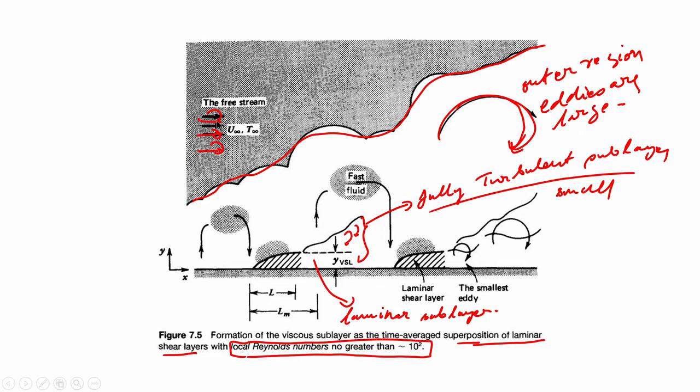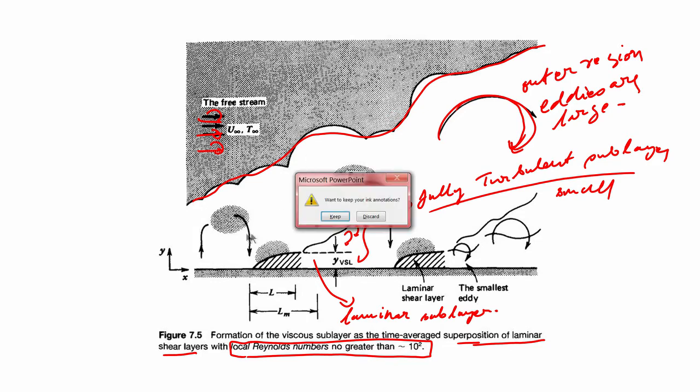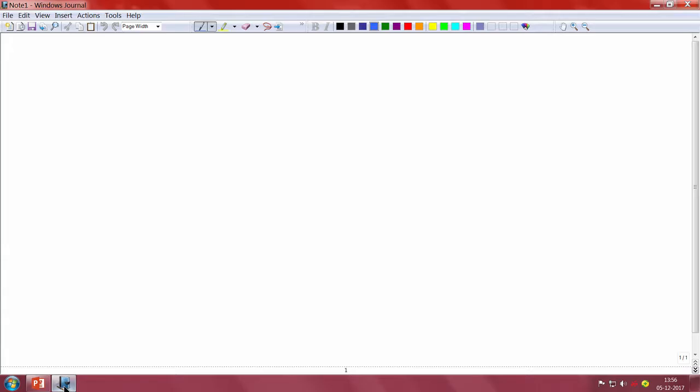So, this is the description of the total problem. Now, moving on to the heat transfer. This is the heat transfer in the turbulent boundary layer.